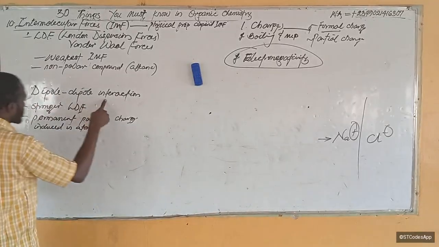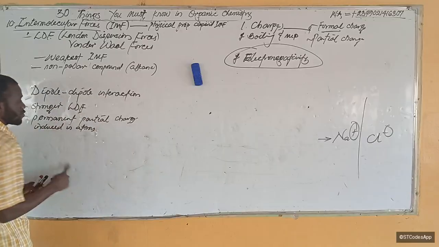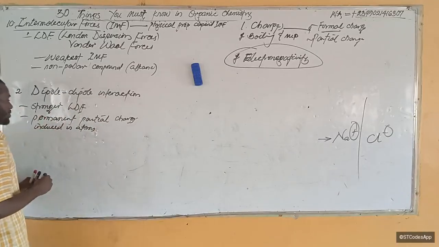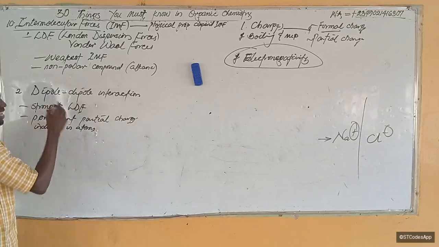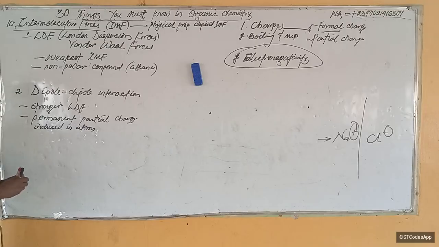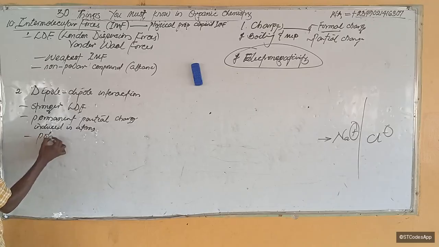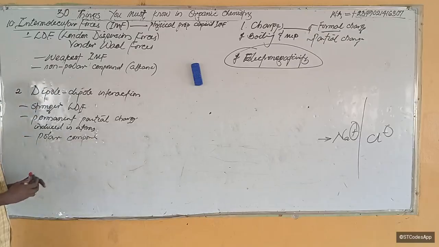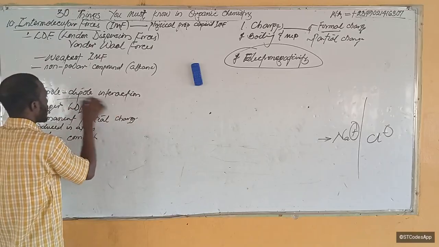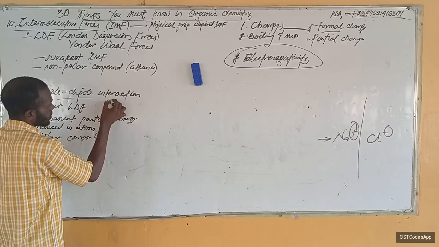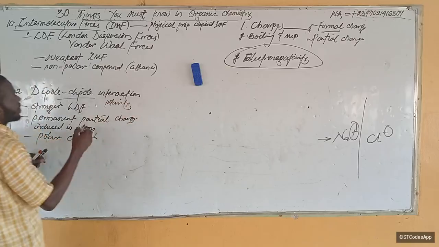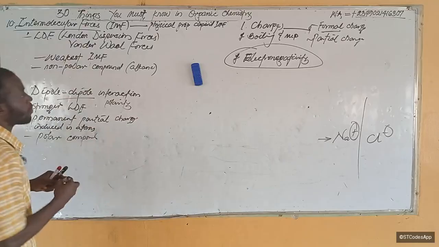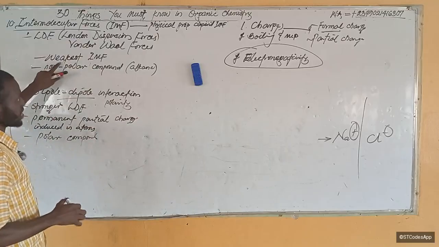A dipole-dipole interaction is basically a permanent partial charge that is induced in an atom. Is that okay? And it is stronger than the LDF. So you will find this one in what? In polar compounds, or at least compounds that can dissolve in polar solvents. So it means that this thing induces polarity. So dipole-dipole induces what? Polarity on a molecule. Okay, but this one is found in non-polar compounds and it is very weak.